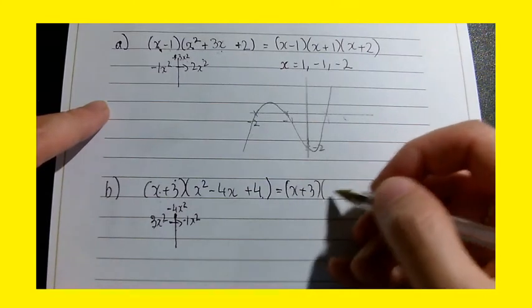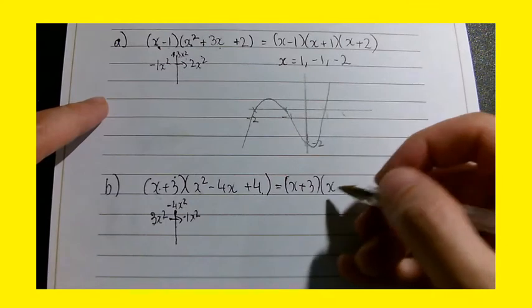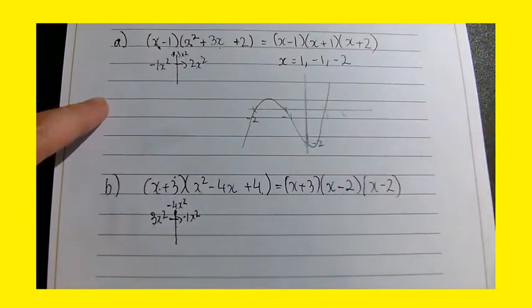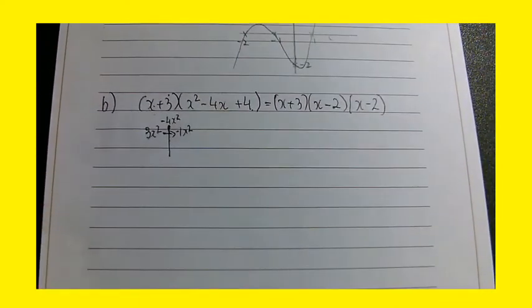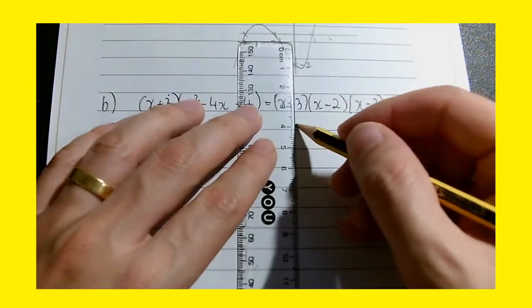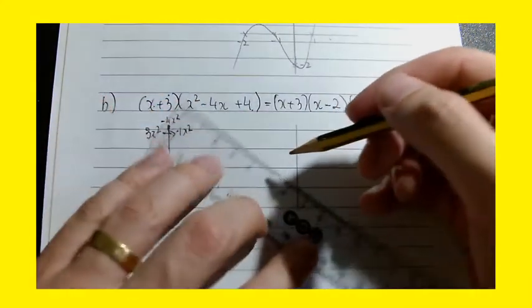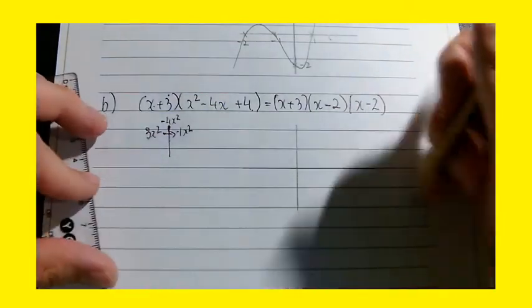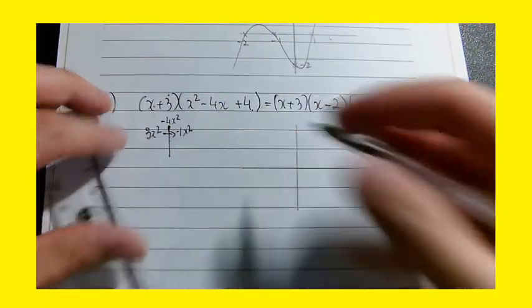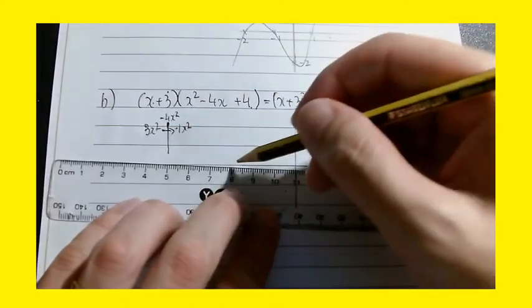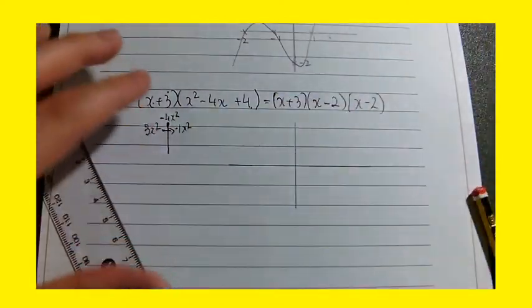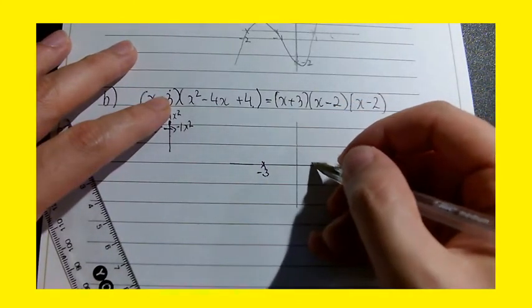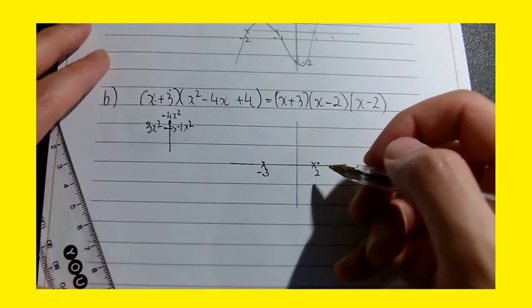I then factorize this, and I get this situation here. Now we've got to be a bit careful with this sketch for the reason that we've got a repeated root at 2. Okay, so it's going to intersect at x equals minus 3. Intersect at minus 3 and 2, and a y-intercept of 12.